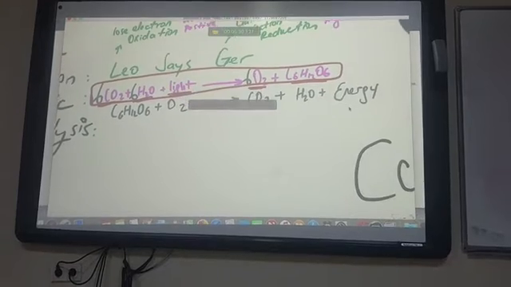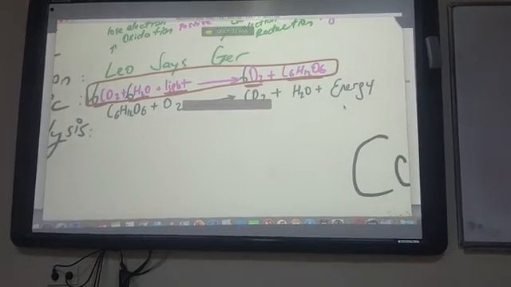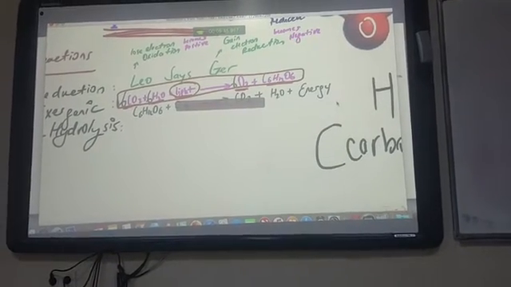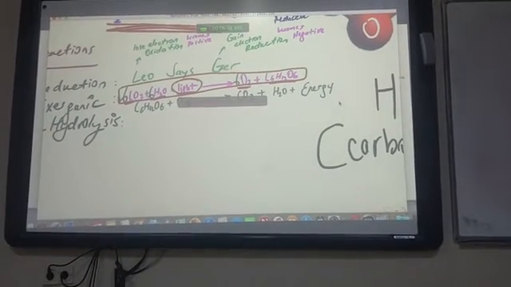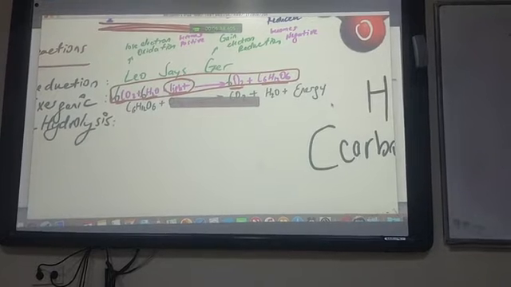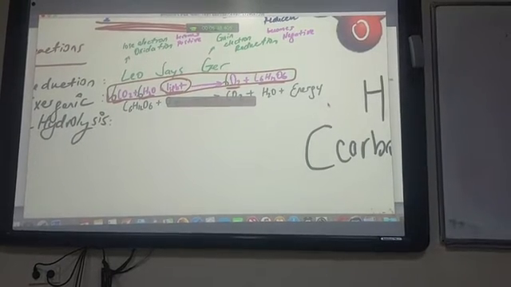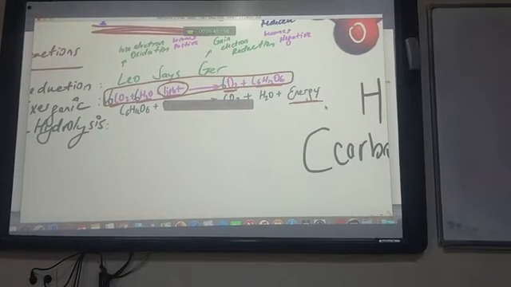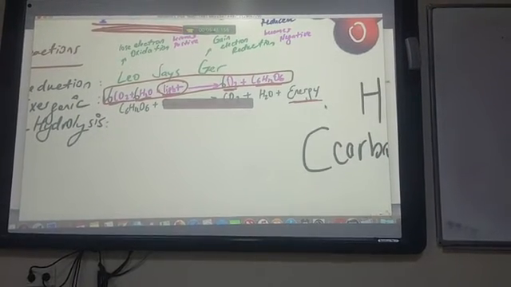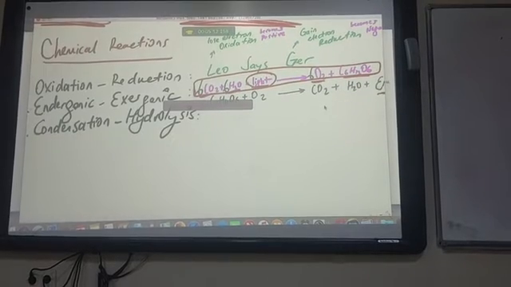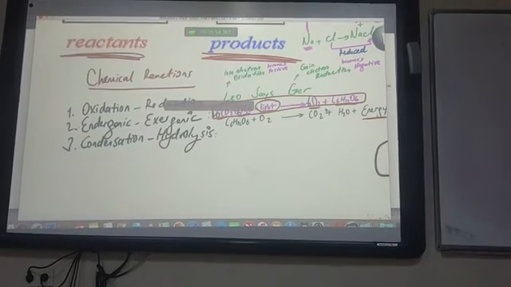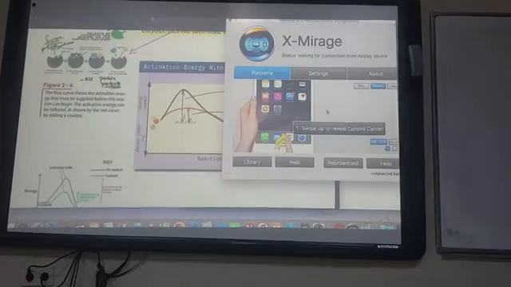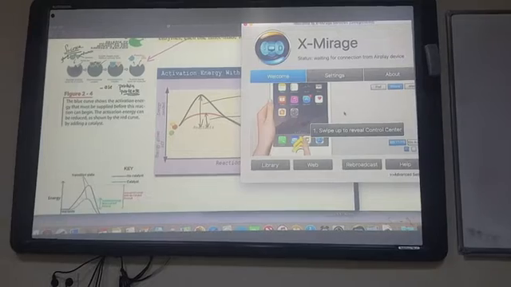Okay, and you should look at the energy. If the energy is in the reactant part, okay, listen, this is endergonic. If the energy is in the product part, this is exergonic, because energy releases, energy needs. To define the reaction as endergonic or exergonic, again, you should follow the energy.